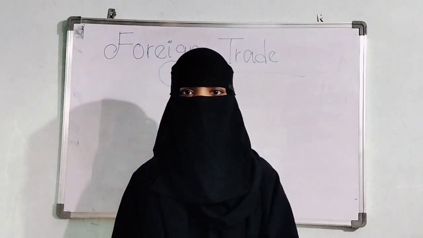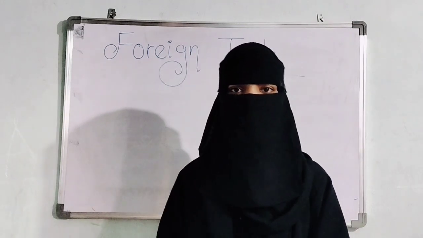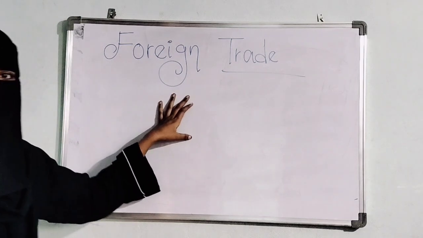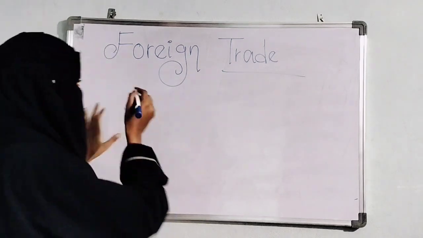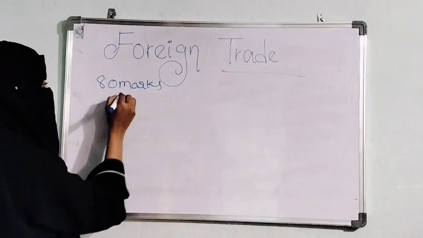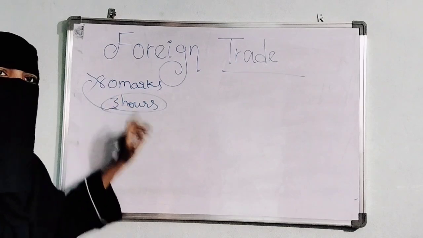Okay, so without wasting any time, now let us get started with the foreign trade examination paper pattern, presentation and passing marks. So in foreign trade, you have 80 marks. An 80 marks paper will be there, and 3 hours time duration will be there. In these 3 hours, you need to attempt the 80 marks paper.